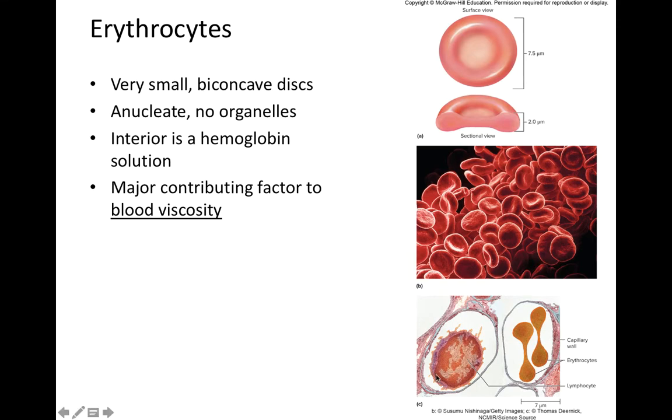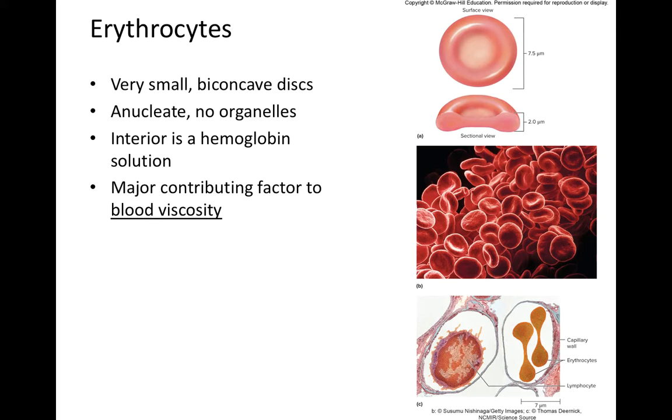But if you come down here and you look here, this is a capillary with 2 red blood cells in it. And you can see how very, very small these capillaries are. So having a cell that is both small and flexible is going to be really important.